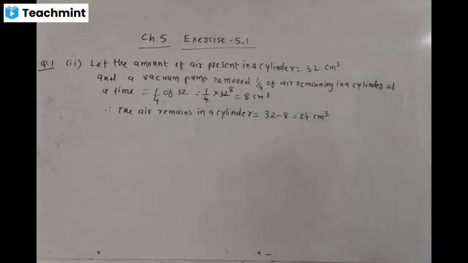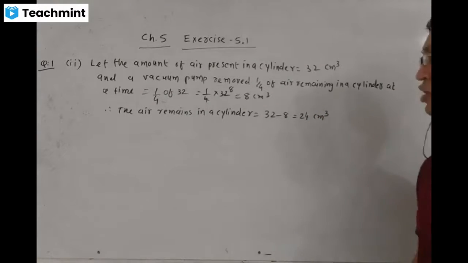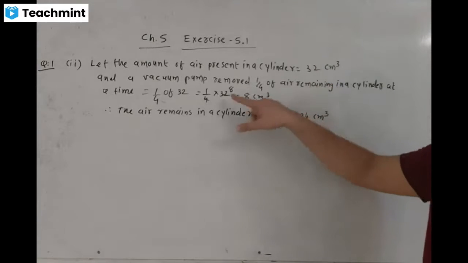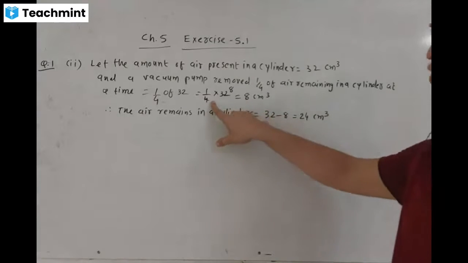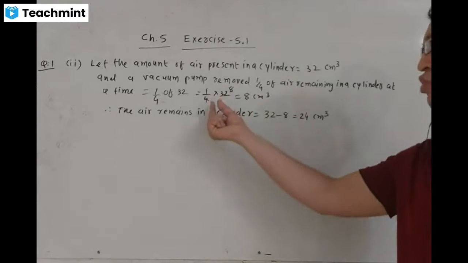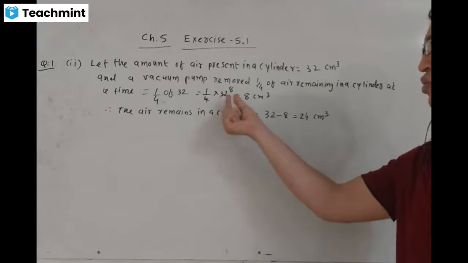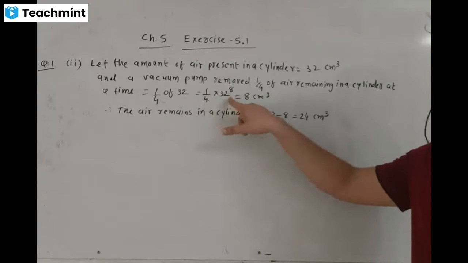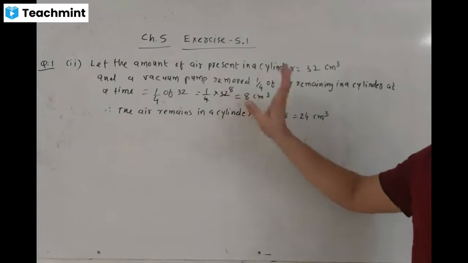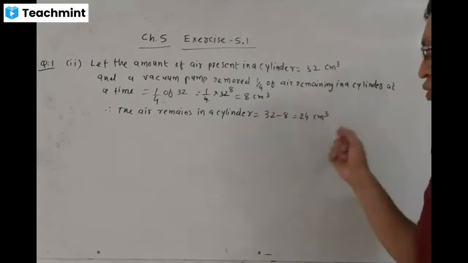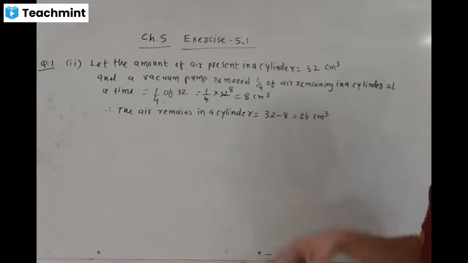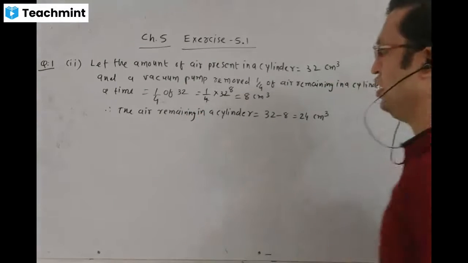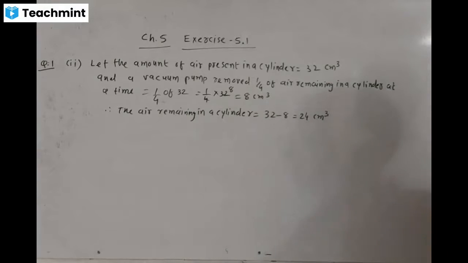Is that clear? Yes or no? There are 32 cubic centimeters of air in the cylinder. If the vacuum pump removes 1/4 part of the air, then 1/4 of 32, that is 1/4 multiply 32, is equal to 8 centimeter cube of air removed. Therefore, the air remaining in the cylinder is 32 minus 8, that is 24.